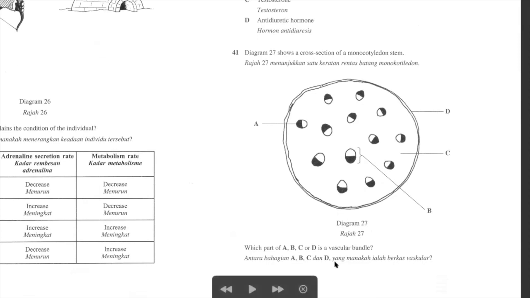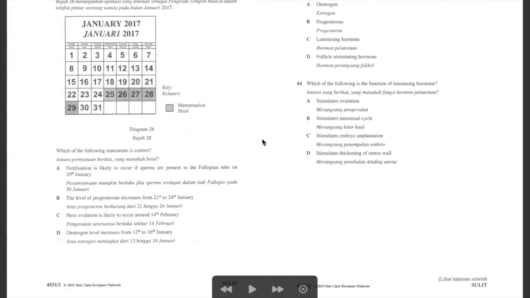Okay, for those who don't know, ingat vascular bundle ni it will represent xylem and phloem. Kalau cikgu sebut xylem and phloem, you know I actually indicate about vascular bundle. Vascular bundle is a group name for xylem and phloem. So, ni xylem and phloem lah.